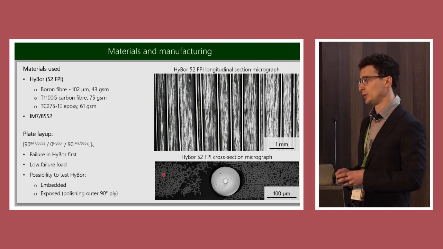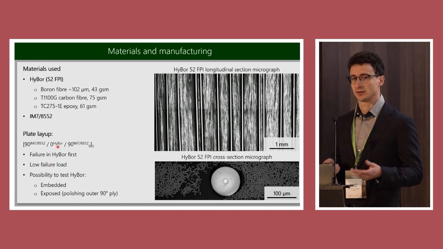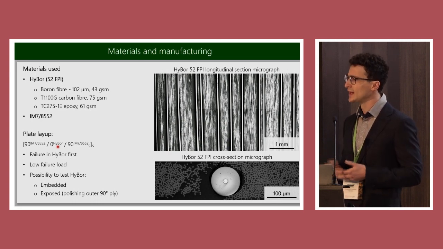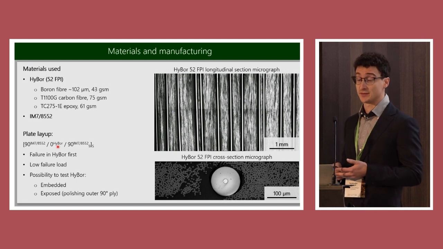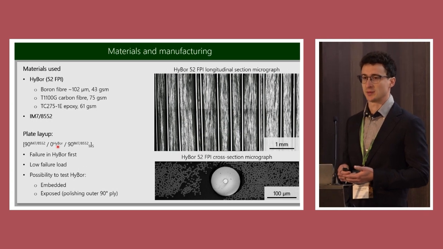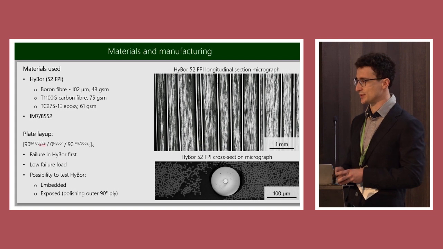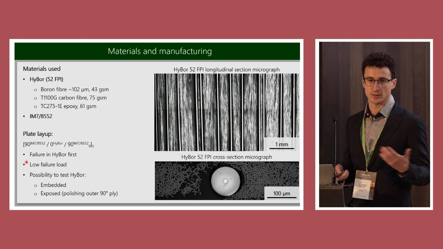With this material, we produced this plate where we basically have one single 0 degree ply of the hybrid boron carbon material in the half laminate, and the rest is all 90 degree IM78552 plies. The reason for this is that we wanted failure to occur in the 0 degree ply first. We wanted to have a low failure load, so just one ply of the hybrid is enough, and we wanted the possibility to test this material in two conditions. The first one would be embedded, as you can see in this stacking sequence, but also exposed by just polishing this one layer away. That will allow us to look directly at the material while we test it.